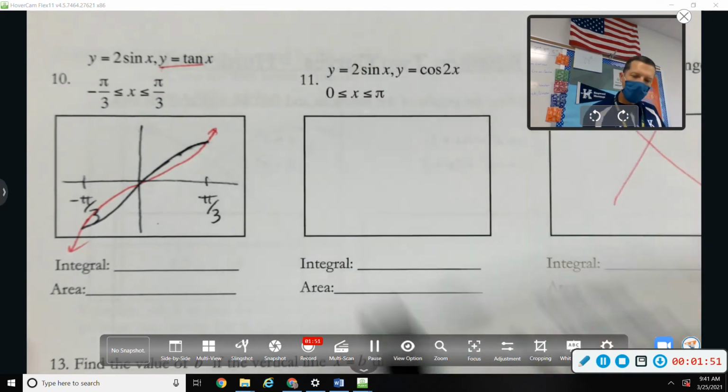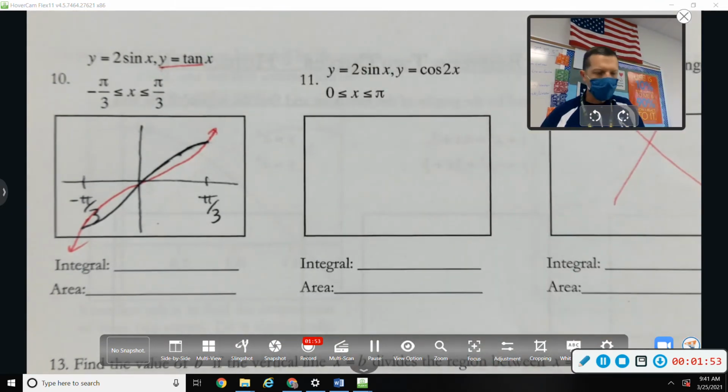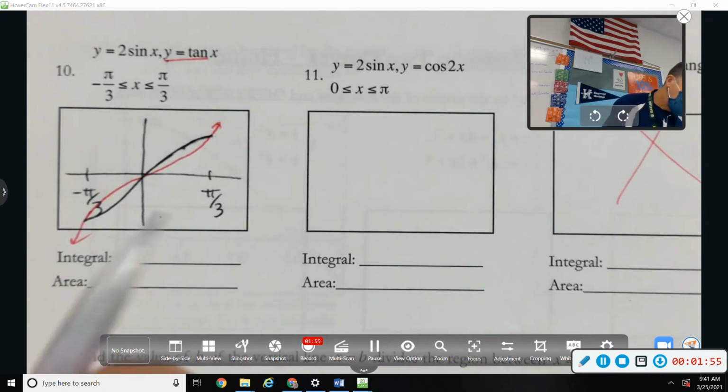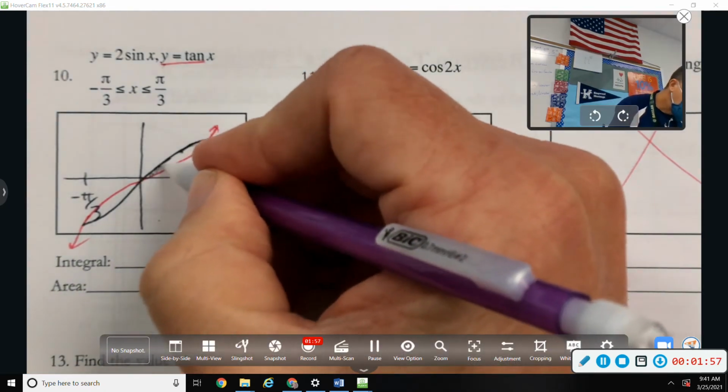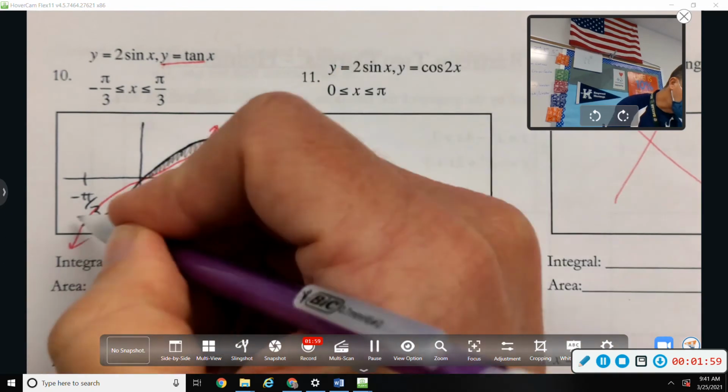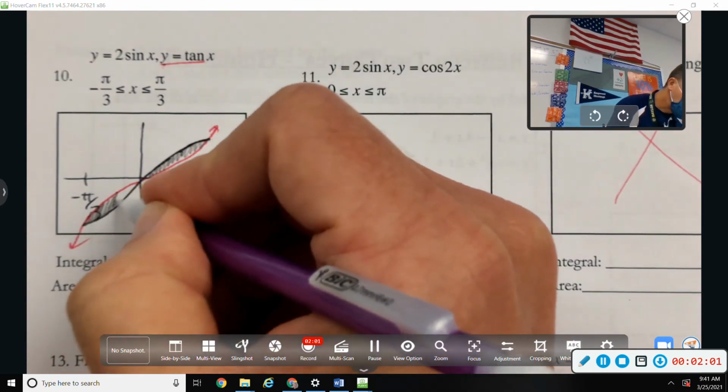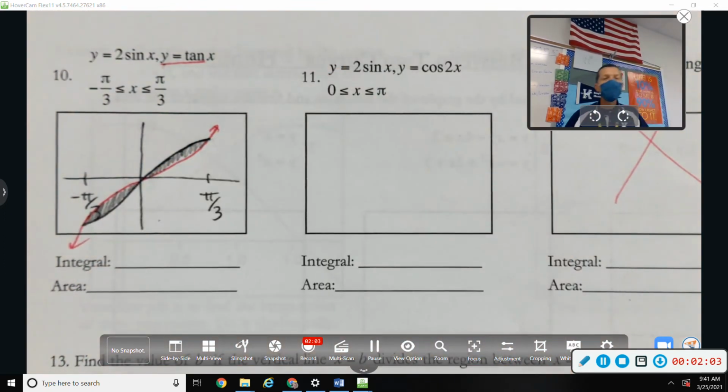Okay. So, I'm glad we're doing one of these, because what am I going to have to do to get these areas? Okay, there's two options. I can do two integrals, from negative pi over 3 to 0 and 0 to pi over 3. There's also another way to do this.